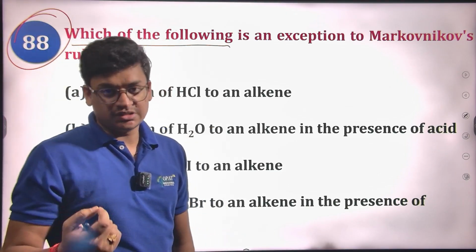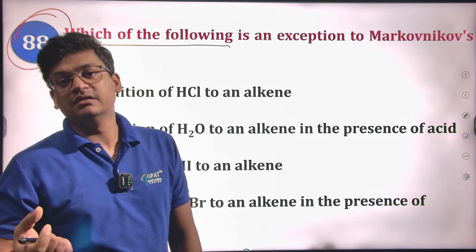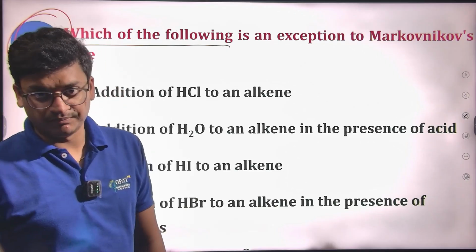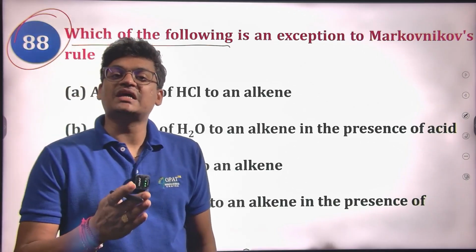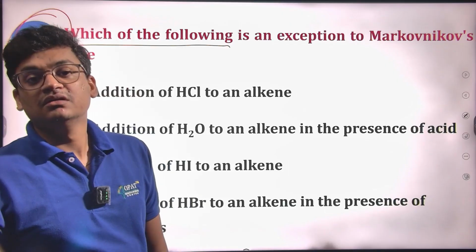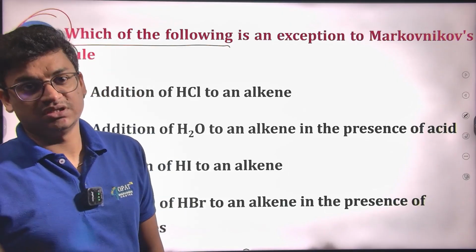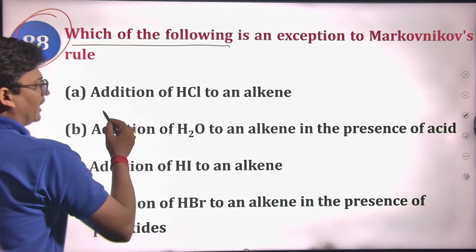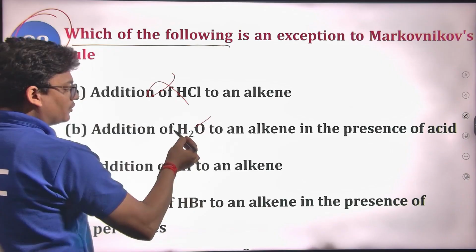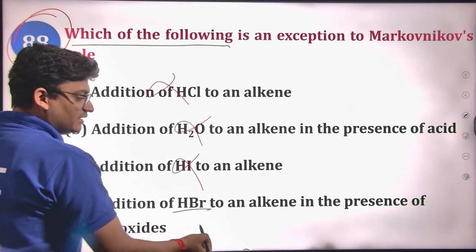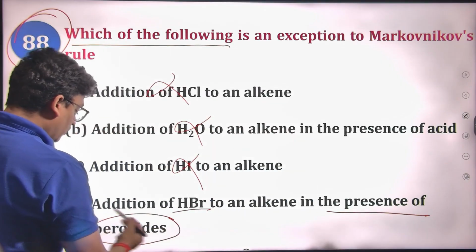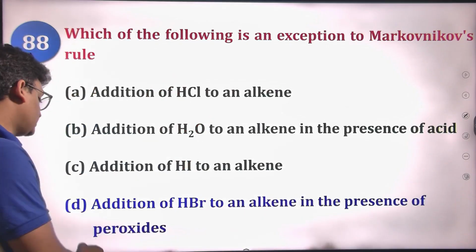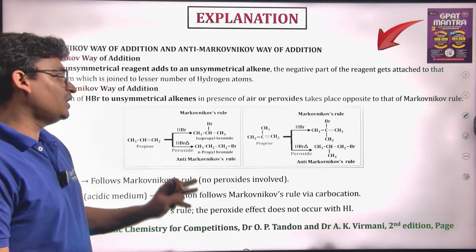When HBr is added in the presence of peroxide, then this is totally opposite. The electrophilic part of the reagent is added to that double bonded carbon that is having the lesser number of hydrogens. So addition of HCl, no, it is only limited to HBr, and only in the presence of a peroxide. That is also known as the peroxide effect or Kharasch effect. So this is the right answer.